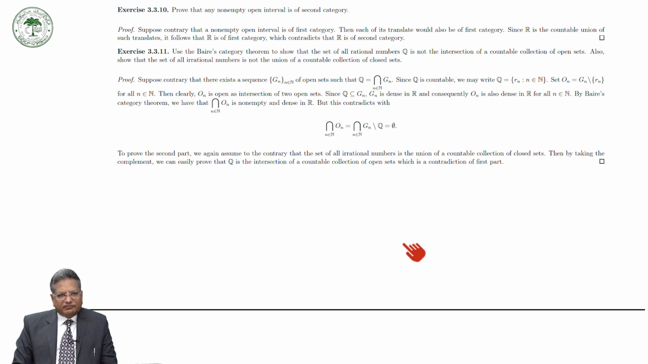Finally, we have two more exercises which say: prove that any non-empty open interval is of second category, and use the Baire category theorem to show that the set of all rational numbers Q is not the intersection of a countable collection of open sets. Also show that the set of all irrational numbers is not the union of a countable collection of closed sets.